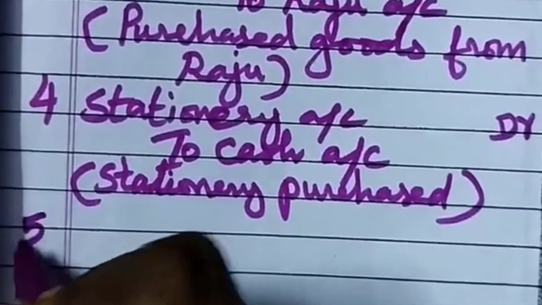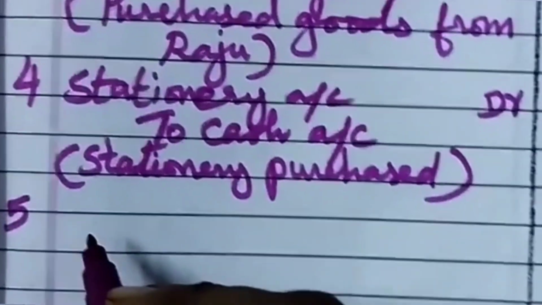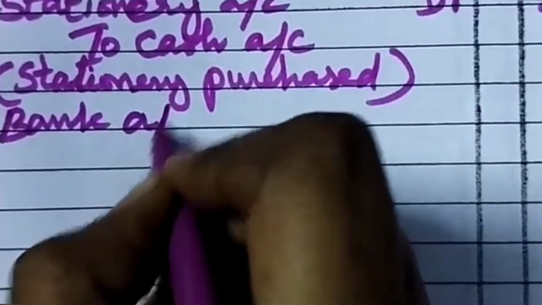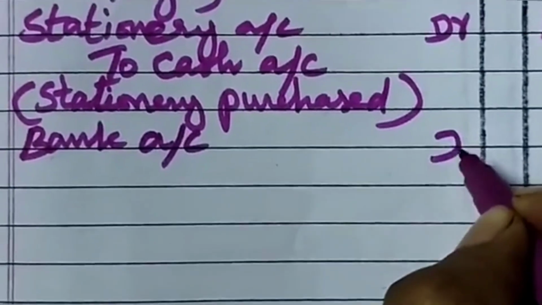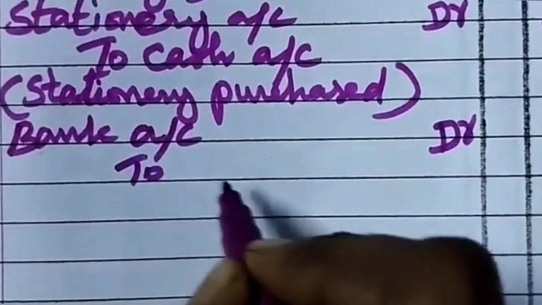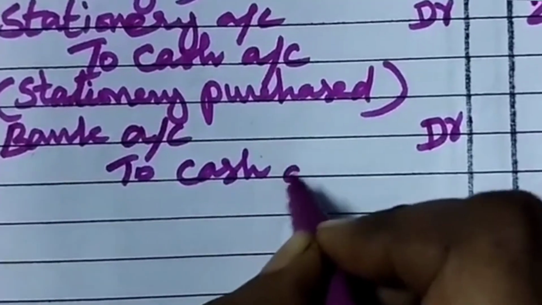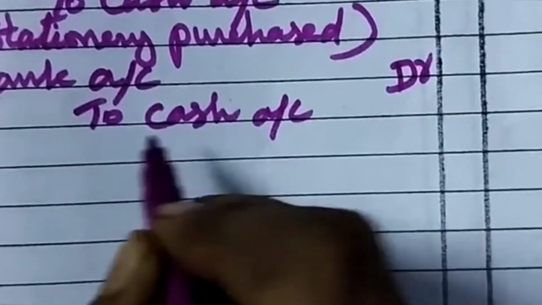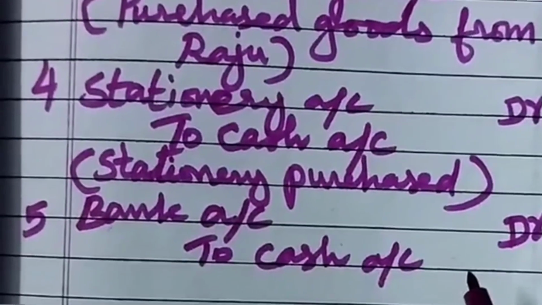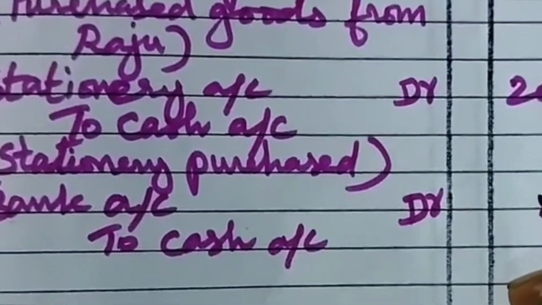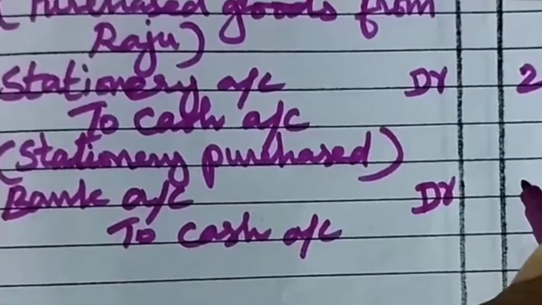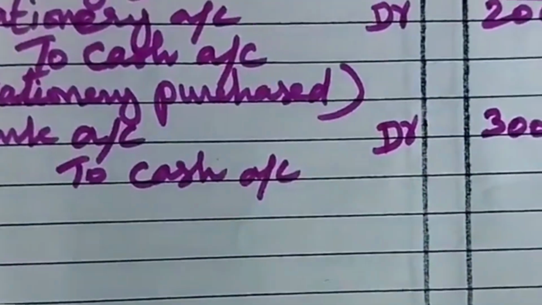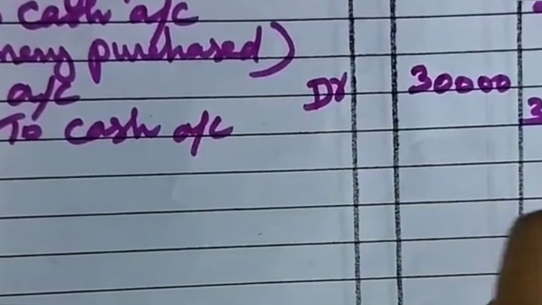5th April. So 5th we can write it. Bank account debtor. Debtor to cash account, because we are sending the money. Money is going out. As per real account, credit what goes out. So cash account we are crediting. Then what is the amount? 30,000. So under the debit column 30,000 we have to write. Then under the credit column also we have to write 30,000.